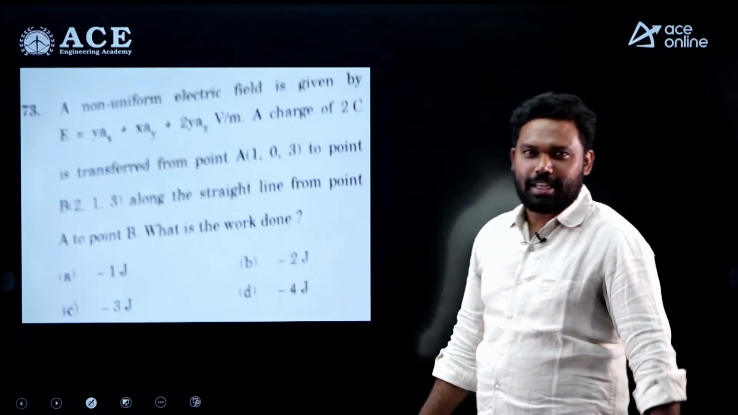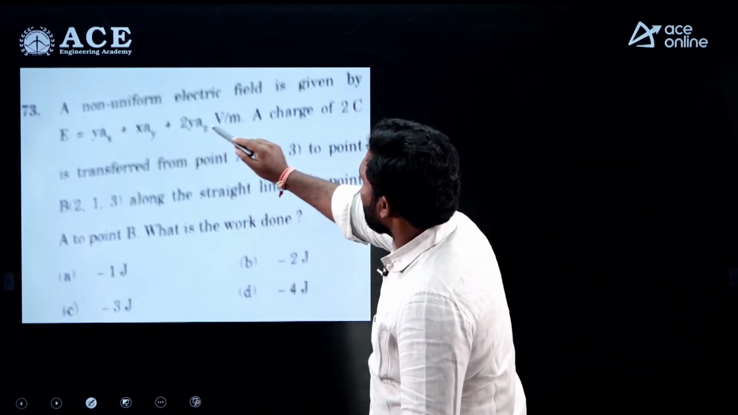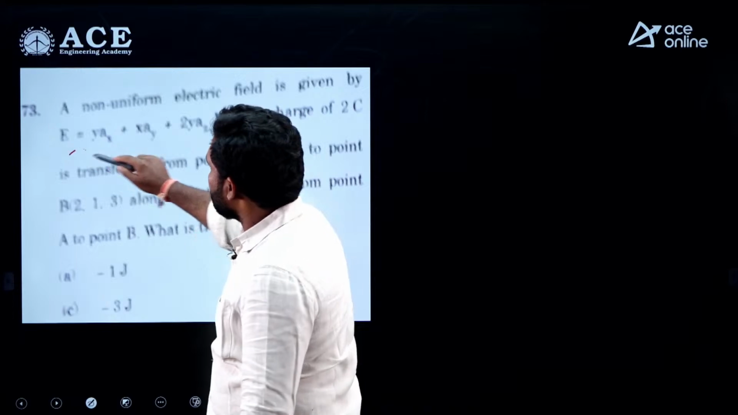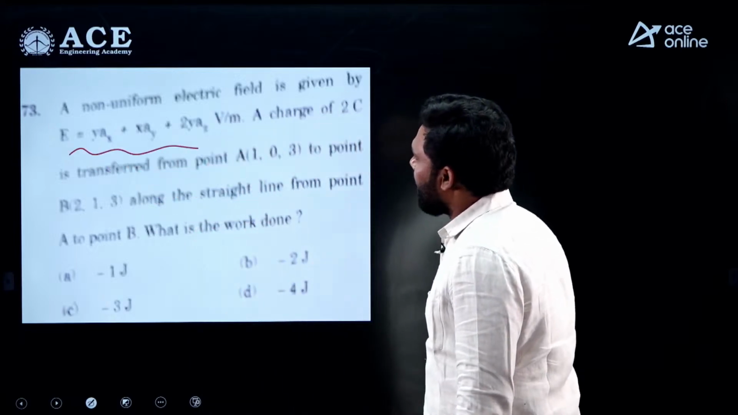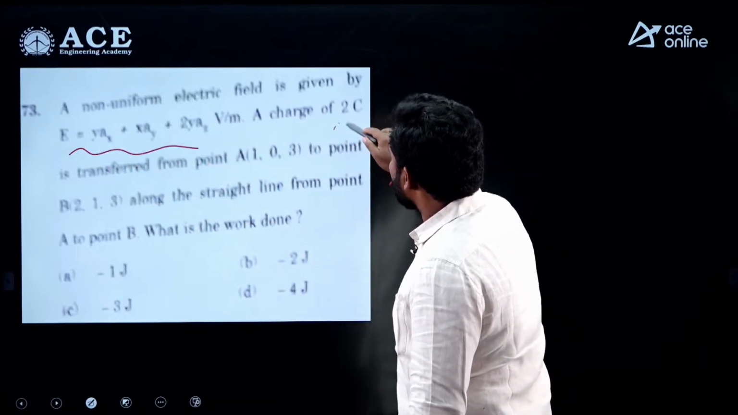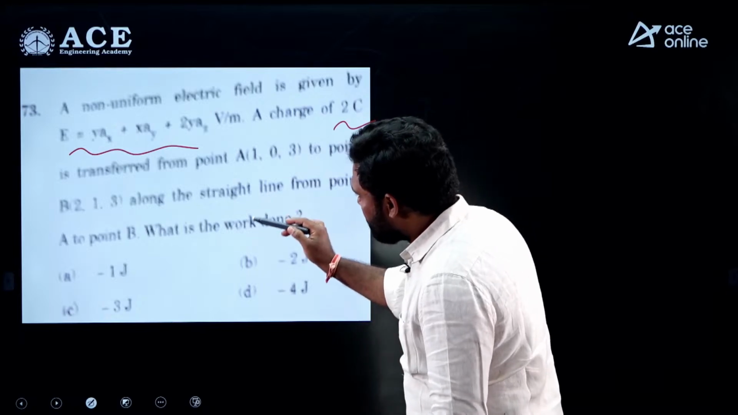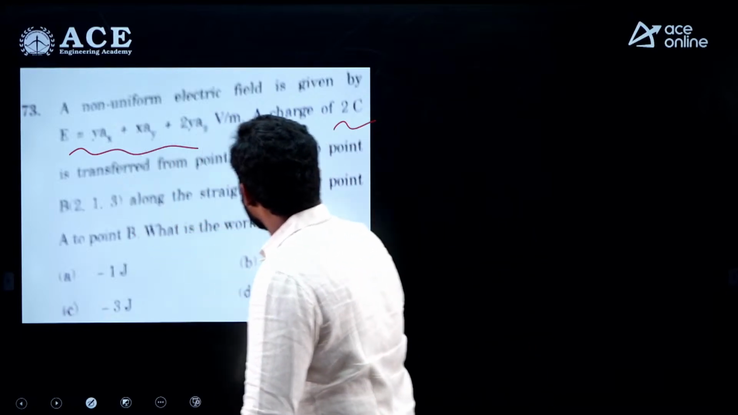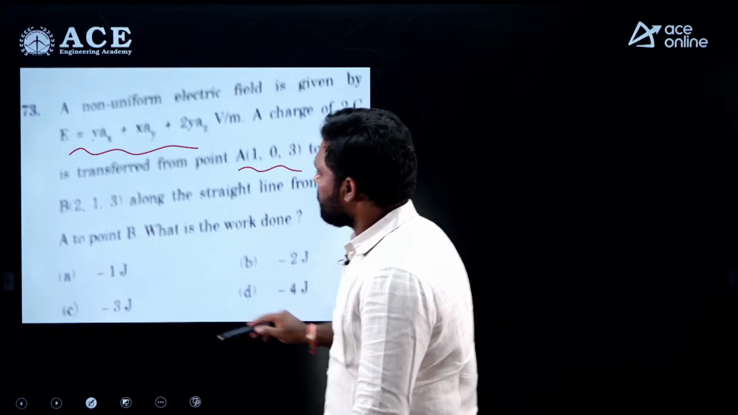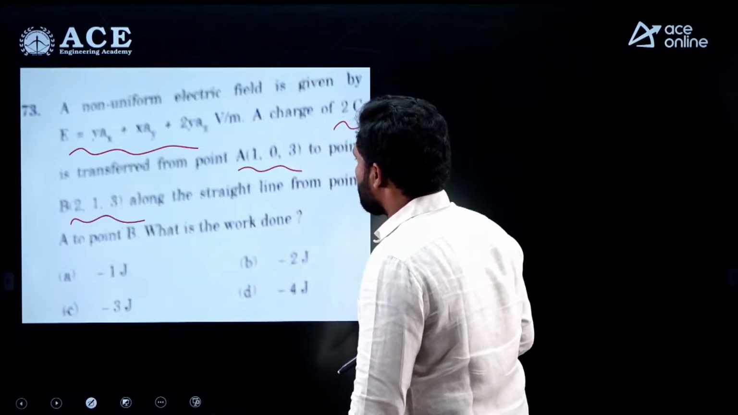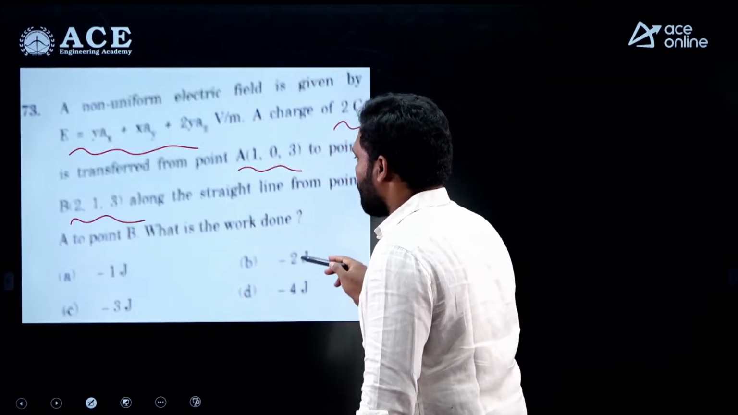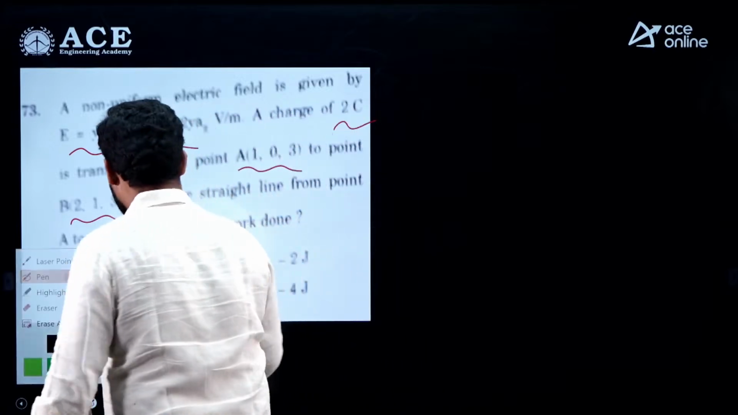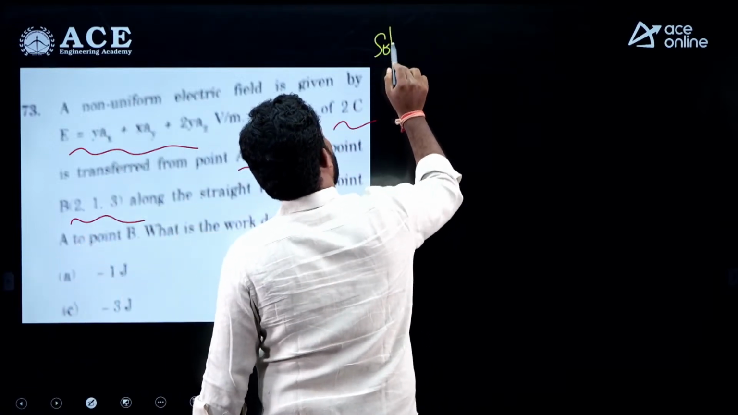Okay, there was some technical issue. Let us focus here. A non-uniform electric field is given by E is equal to y x cap plus x y cap plus 2 y z cap volt per meter. A charge of 2 coulombs is transferred from the point 1, 0, 0 to 2, 1, 3 along the straight line from A to B. What is the work done? You can check the work done expression here.